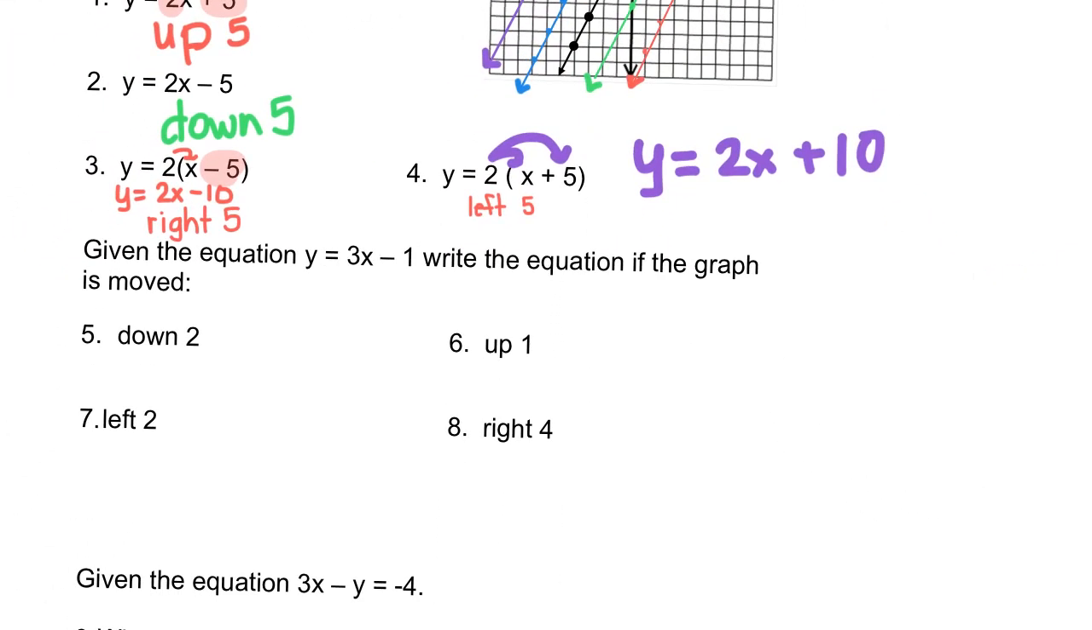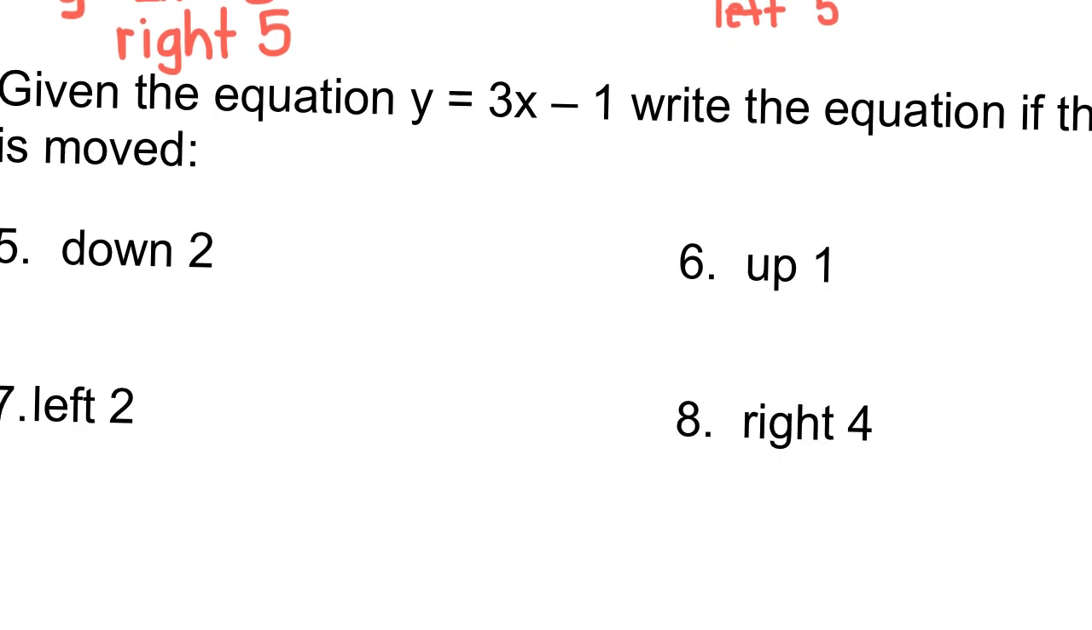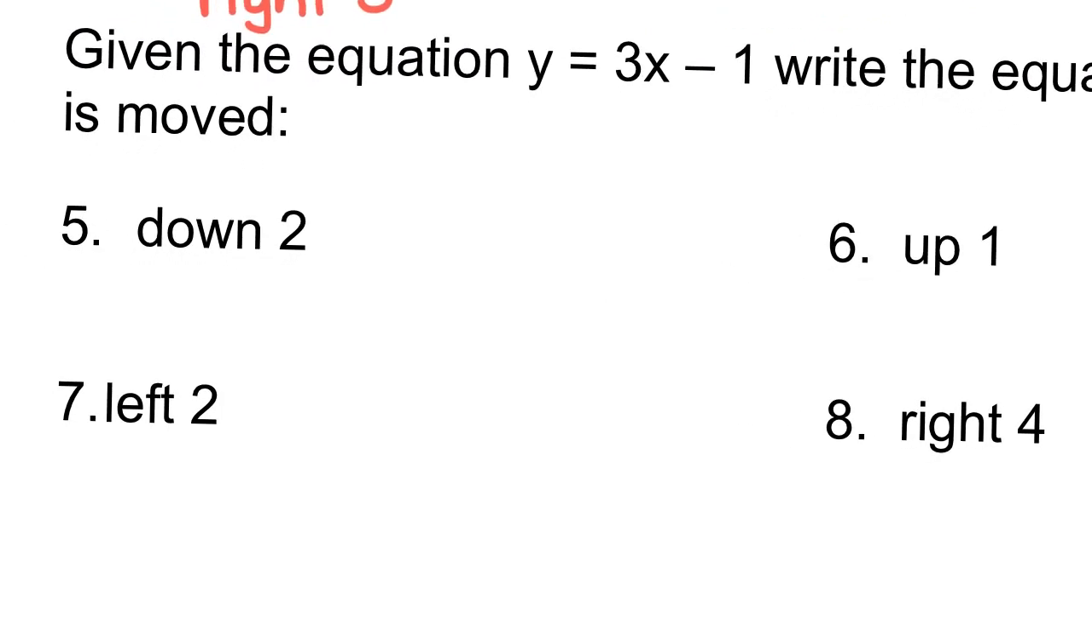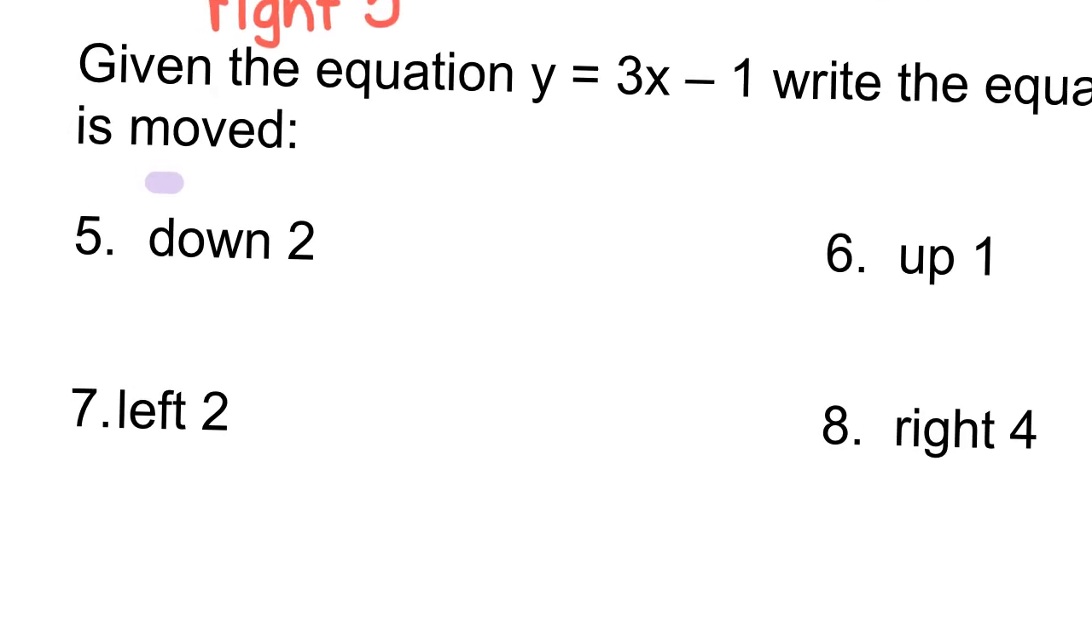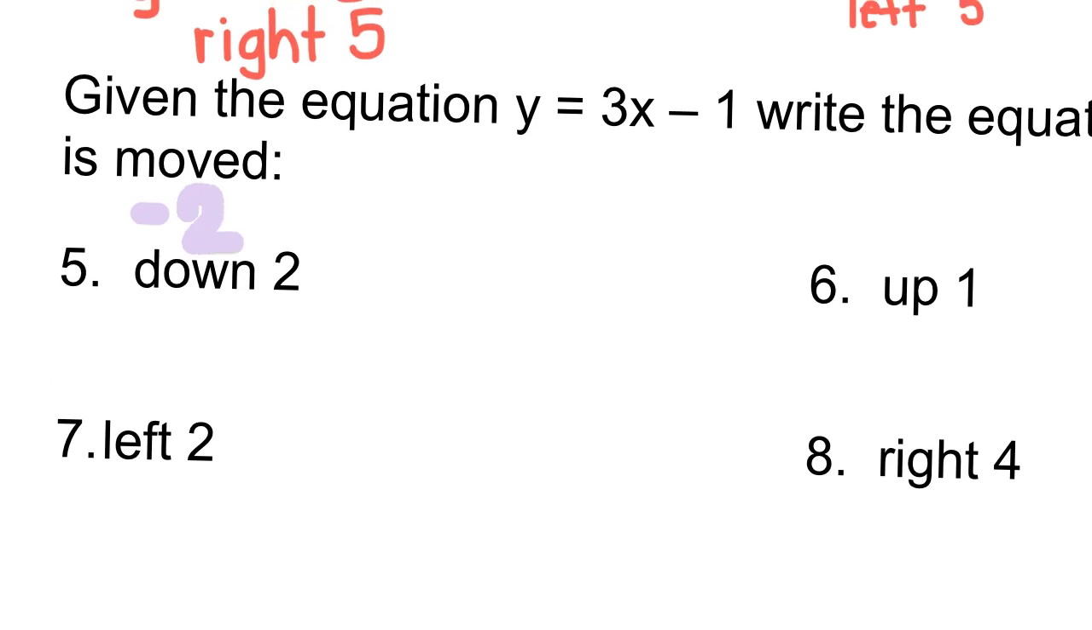Now let's move on. Given the equation y equals 3x minus 1, write the equation if the graph is moved down 2. Well, what happened when we moved down 2? When we moved down 2, we subtracted 2 from the equation, and it was outside of the parentheses.